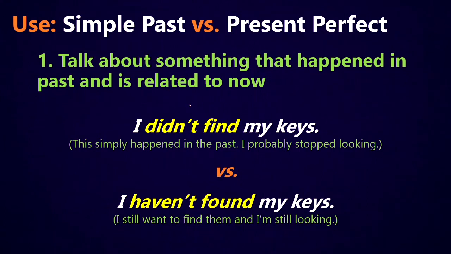As another example, if I say I didn't find my keys, which is past simple, then that means this simply happened in the past and I probably stopped looking for them. So I didn't find my keys, past simple. But if I say I haven't found my keys, present perfect, then that means I still want to find them and I'm still looking for them. So we can see there's quite a difference between these two. I didn't find my keys and I haven't found my keys.